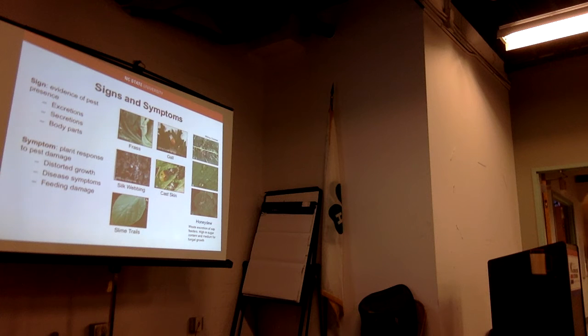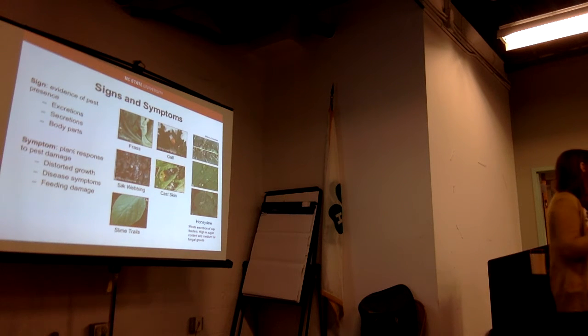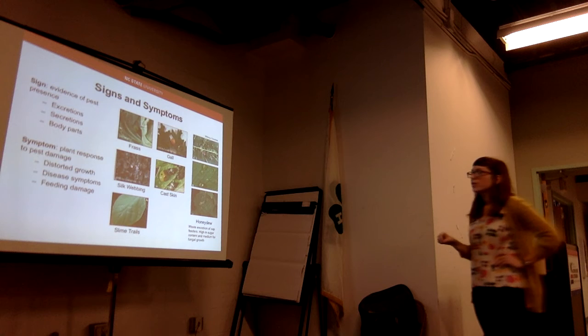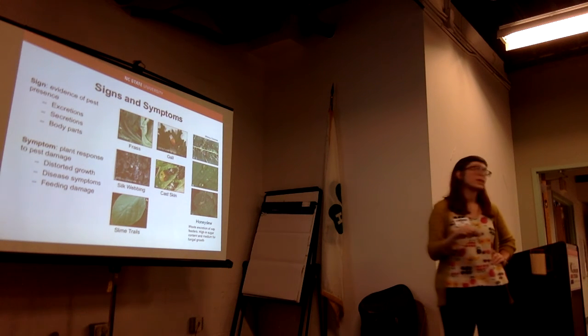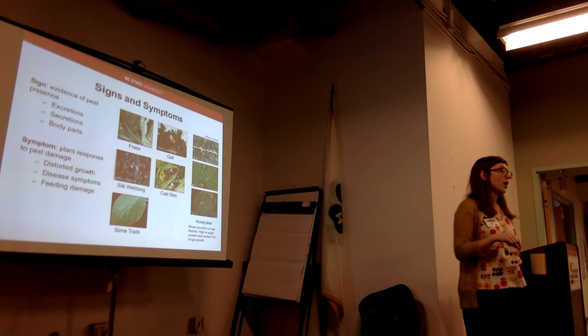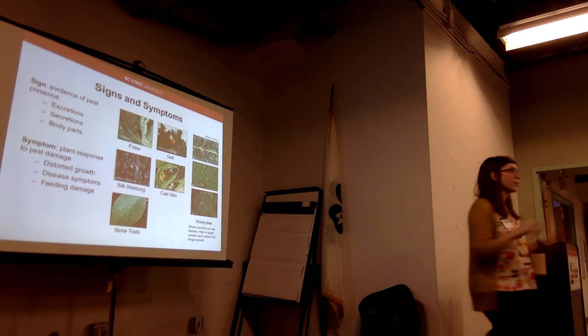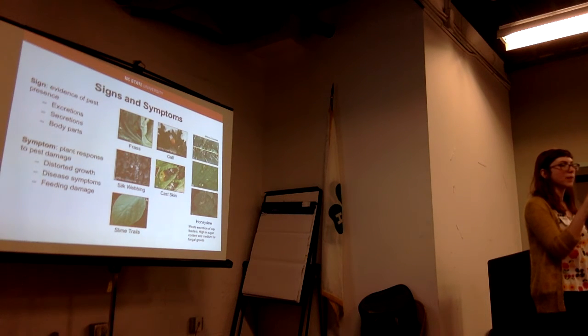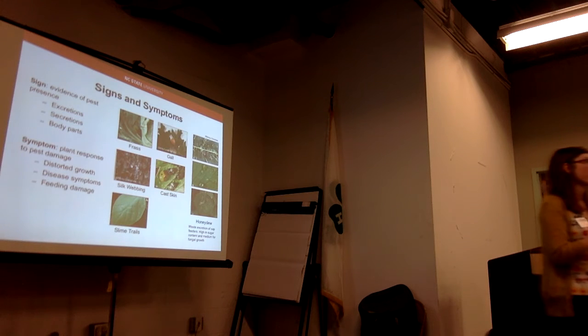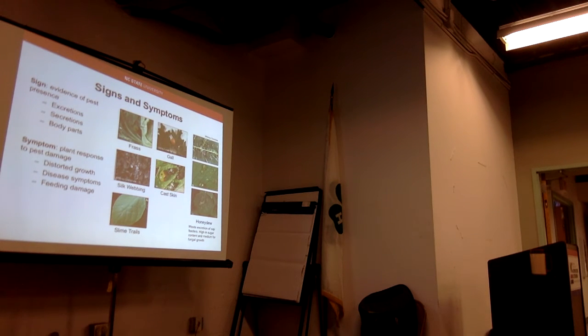So signs can be contrasted with symptoms, which are plant responses to pest damage. So a sign is actual evidence of pest presence. A symptom is what the plant's doing in response to that pest. This is where you're going to see things like distorted growth, disease symptoms, and feeding damage. Distorted growth we'll talk about a little bit more in depth, but a lot of times you'll see leaves curling and twisting and all these different strange responses because they're not able to transport nutrients and water properly in response to the insect damage.